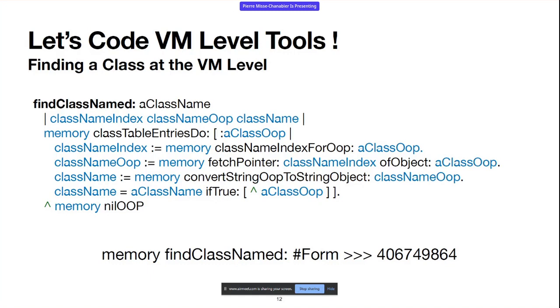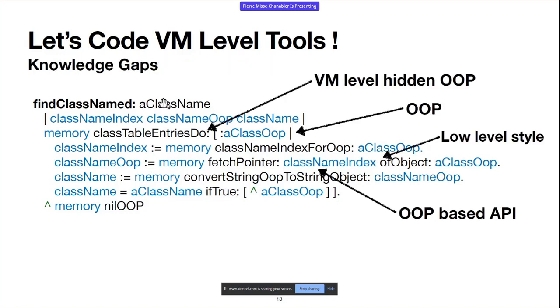If I execute this inside a given environment, I get 400 million something, and this is an OOP, this is an address, but this is very difficult to work with. Did it return to me the nil object, or did it return the actual class? I'm not sure. Did it return something else? Is there a bug? I don't know. And this is why we try to ease that process.